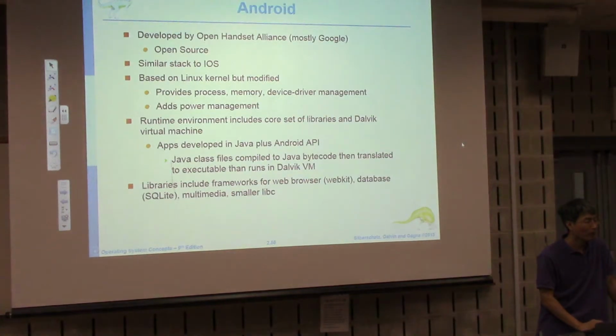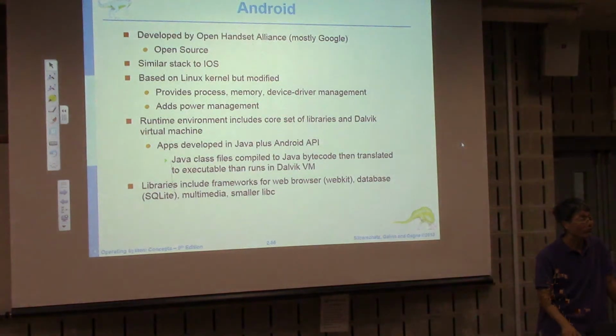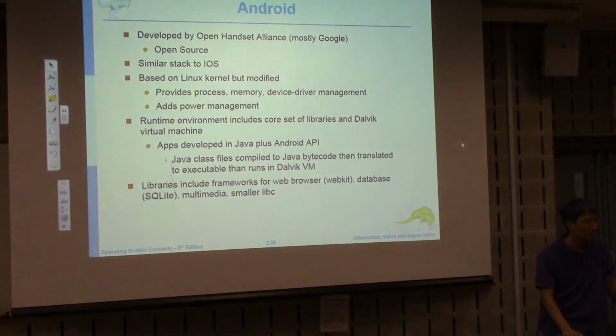So Android is also another one. Nowadays iOS and Android are the two major operating systems in smartphones. Okay, portable device. I think portable device is a better name. I don't like the name smartphone. It's really smart.